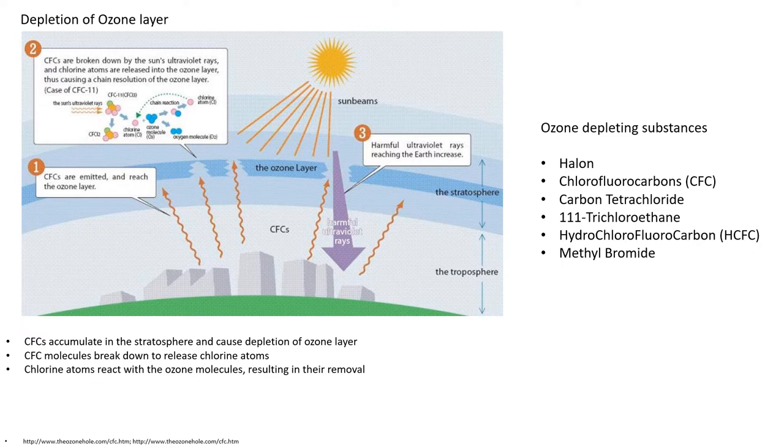However, the causal ingredients do not come from conventional fossil fuel burning. The main ozone depleting substances are halons or haloalkanes or halogenoalkanes. These are a group of chemical compounds consisting of alkanes with halogen atoms like chlorine, fluorine, or bromine attached to it. Other substances are chlorofluorocarbons, carbon tetrachloride, 1,1,1-trichloroethane, hydrochlorofluorocarbons, methyl bromide, etc.